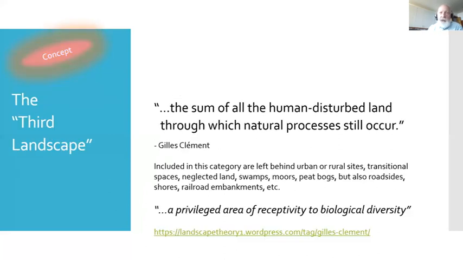So with reconciliation ecology as our theme, here's another concept to be introduced today called the third landscape. This is introduced by Gilles Clément, and it speaks to the sum of all human-disturbed land through which natural processes still occur. This is significant, in that human-disturbed land is everything upon which you and I are speaking today. Our homes, our landscapes, our gardens, these are human-disturbed landscapes. However, natural processes are still occurring. And as noted in that quote, this is a privileged area of receptivity to biological diversity. My theme and thrust today is that we can work within the landscapes that we have adjusted and made changes to, to make them better for the world, better for the climate, better for humanity.